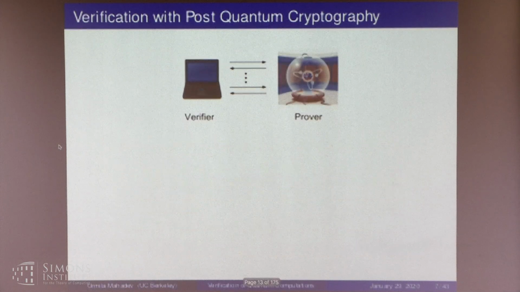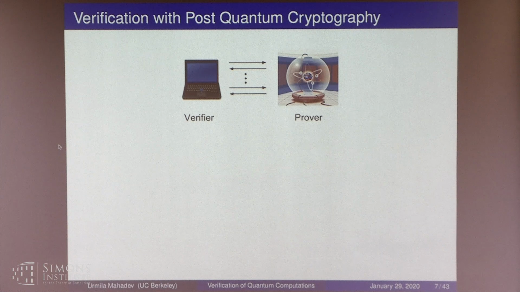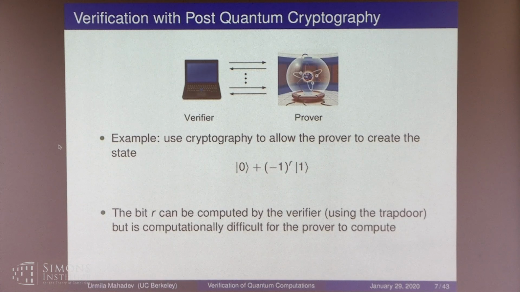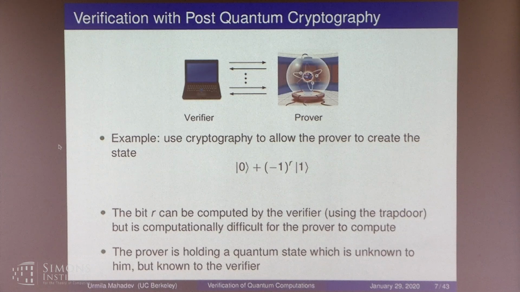Now, just to give you a brief example of how this might work, imagine a setting in which we could use cryptography to allow the prover to create the following state. This is just a uniform superposition with a phase of either 1 or negative 1. And the phase is dependent on this bit R. What we'd like is that the bit R can be computed by the verifier using the trapdoor, but is computationally difficult for the prover to compute. This is just a very rough example of how cryptography might help us. And in the rest of the talk, I'll tell you how we can actually build crypto that would allow us to do something like this and then extend it to verification. The key point here is that the prover is holding a quantum state which is unknown to him because it's hard for him to compute that bit R, but is known to the verifier because the verifier can efficiently compute the bit R using the trapdoor.